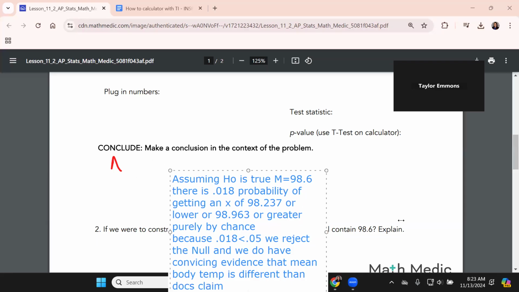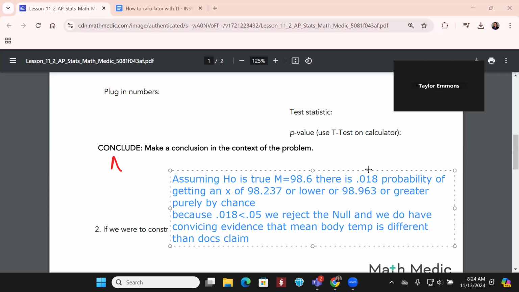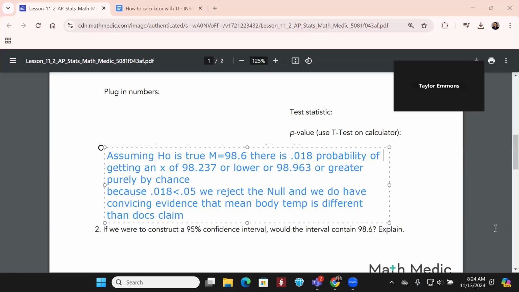Say it again. Remember, it's on either side. So this time we don't have to multiply it by two? Nope. Why?